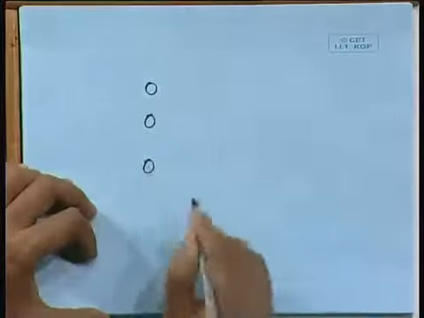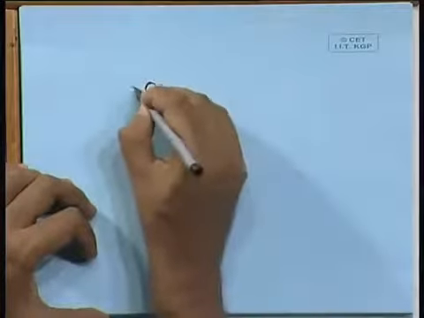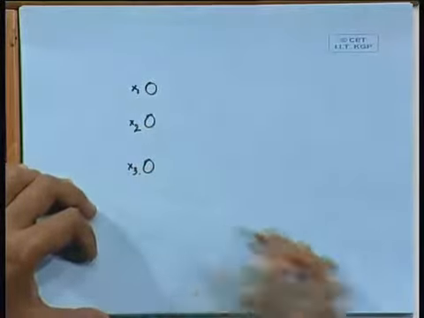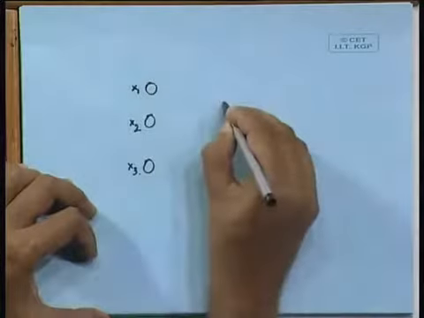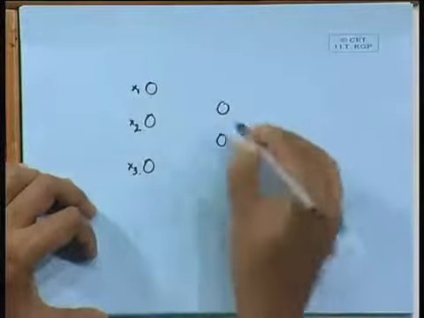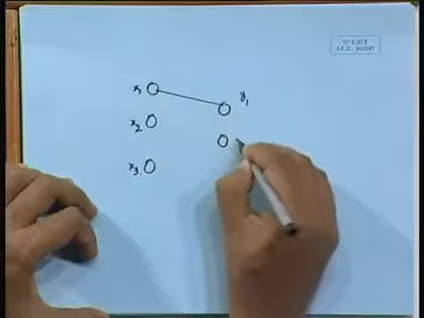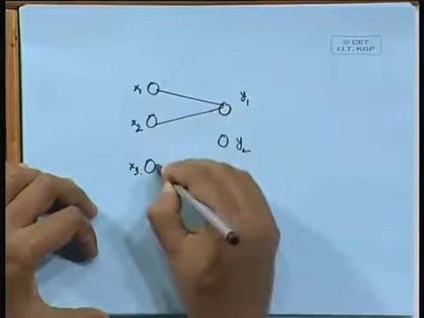Now, let us try to get this concept in the form of some kind of geometrical interpretation. Let us say that we have got 3 input neurons, which we are calling x1, x2 and x3, and let us consider 2 outputs. Let us say that we have the output units to be y1 and y2, they are the respective outputs.